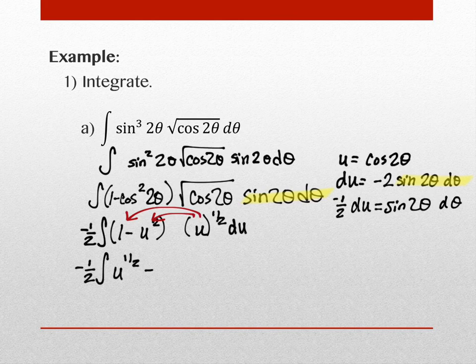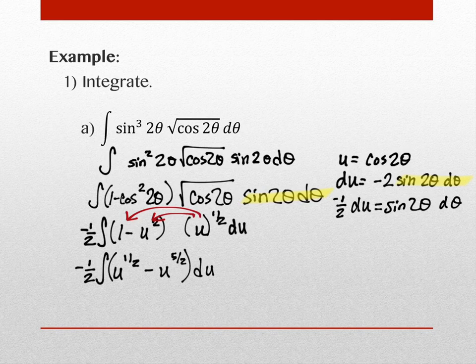And then what will my power on u be on the u squared now? 5/2, yeah. So I have 2 and I have a 1/2, that's 2.5, right? If you just think about adding like mixed numbers, 2.5. 2.5 as an improper fraction is 5/2. So this is u to the 5/2, and then I have my du.